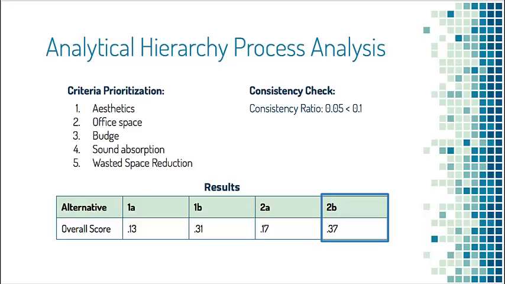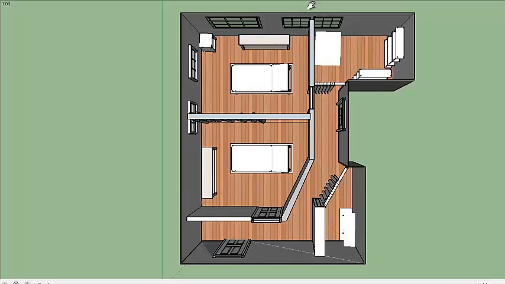We also checked the consistency of our results and got a consistency ratio of 0.05, which is less than 0.1, meaning our results are consistent. As previously mentioned, Alternative 2B is the best based on the information our client gave. This is a 3D model representation of what Alternative 2B looks like.